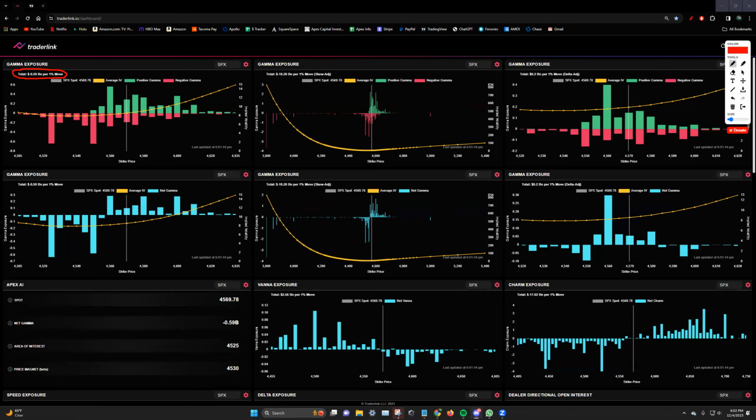Other than that, that's the most important thing for net gamma in terms of what we look for. One second, I need to send something to someone.